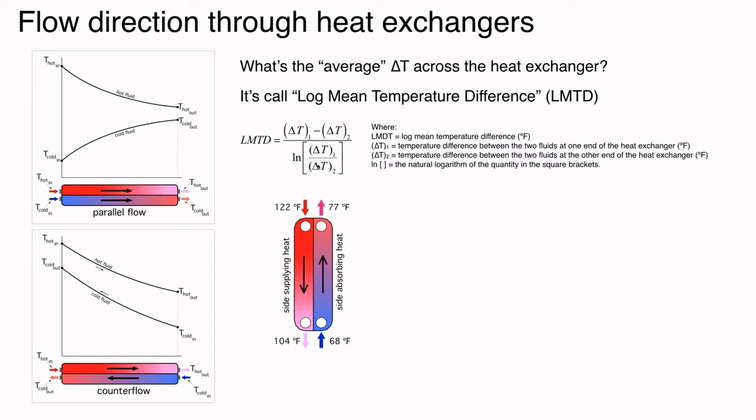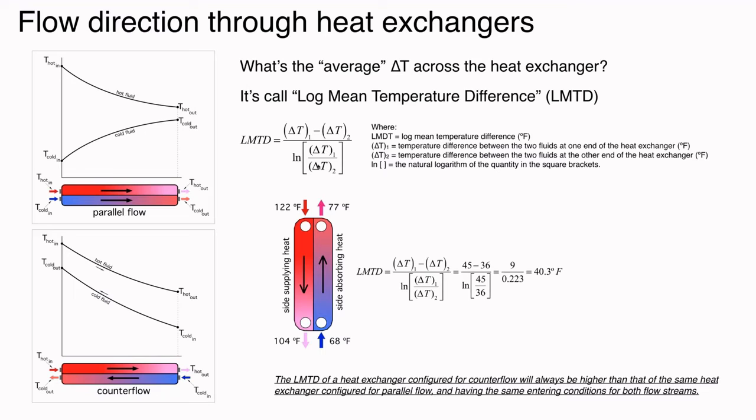I've just put some numbers on the heat exchanger here for the entering fluid temperatures and the leaving temperatures. If all four of those are known, it's a simple calculation to come up with the log mean temperature difference. And there's a way to prove that you will always get a higher log mean temperature difference with counterflow versus parallel flow. So that's an important takeaway.